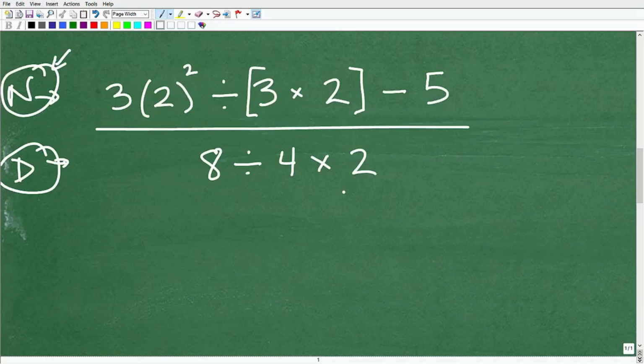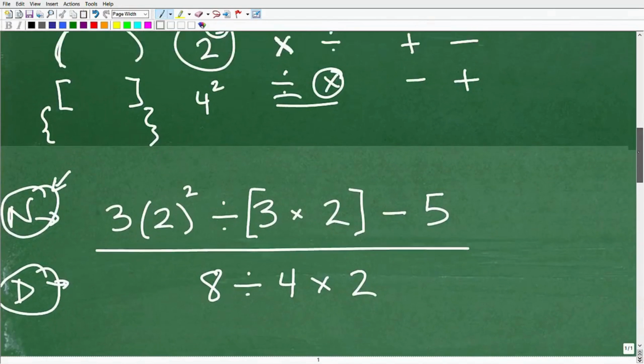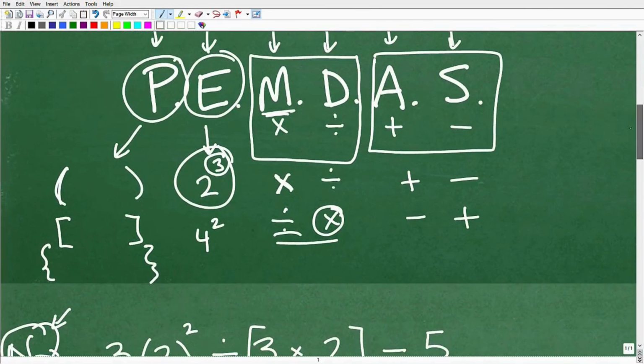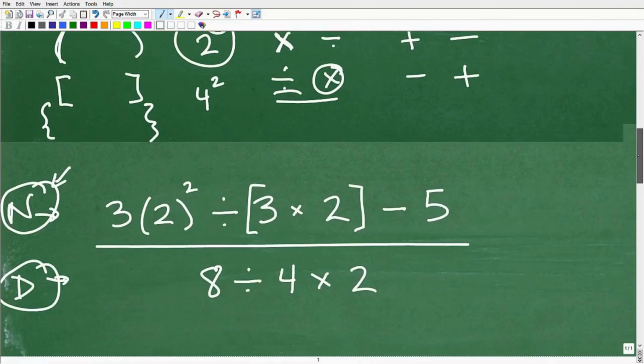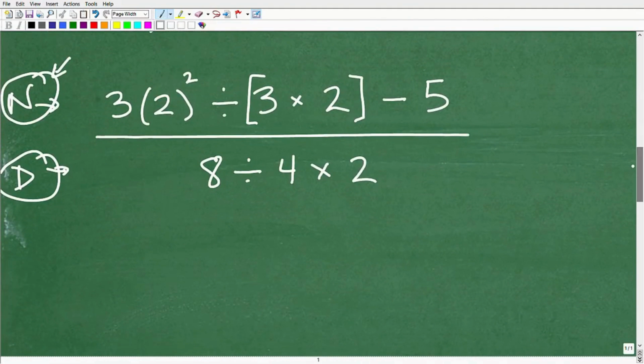So let's take a look at the numerator, and we're using PEMDAS, okay? So if you want to write that down, go ahead, and I'm not going to bring it down with us all the time, but put that down on your piece of paper to the side here so we can use it as a guide. So the first thing is, let me just do it here. PEMDAS.